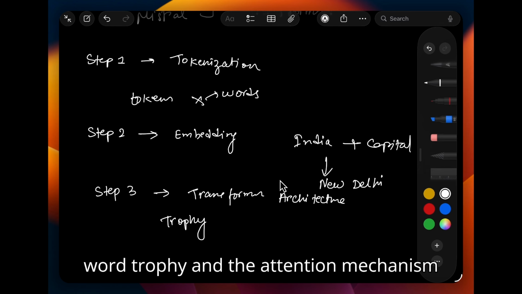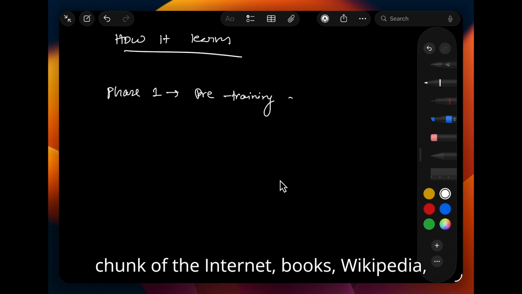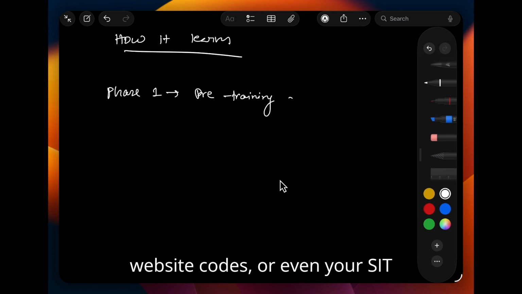Now we are going into the third part, how it learns. There are two phases of learning. Phase number 1 is pre-training. The model reads a massive chunk of the internet: books, Wikipedia, websites, code, or even your posts, right? It predicts the next word billions of times.